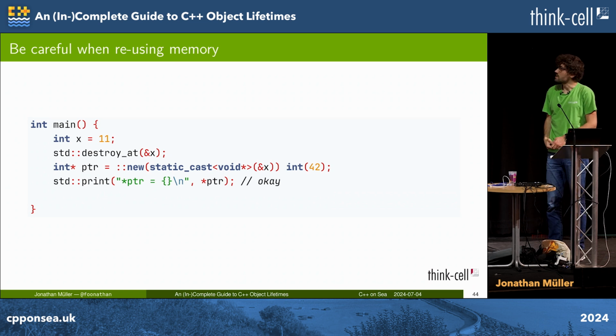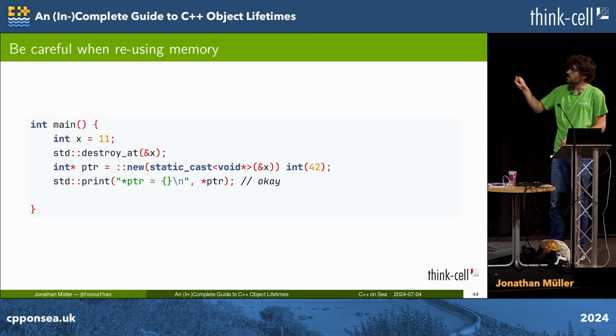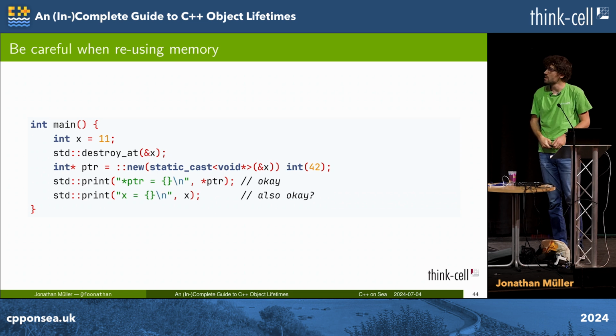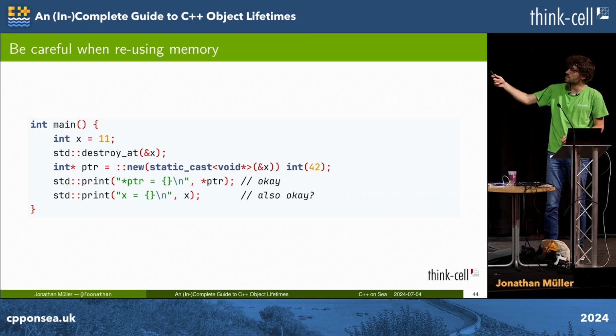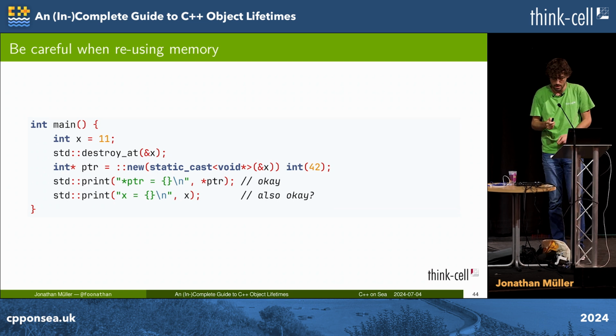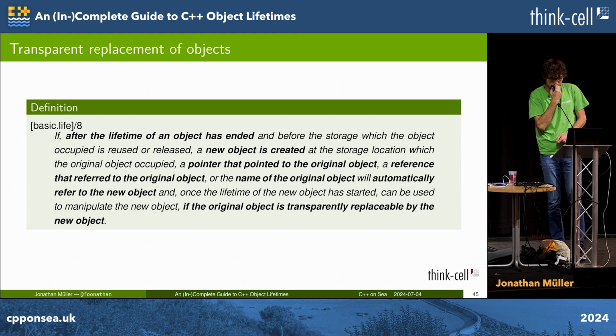So let's get back to this example. We create our int, we destroy it, we create a new one, we use the pointer. Is this okay? This is okay because we just used the pointer. The question is, what about this, right? Can we still refer to the original x? Because we destroyed it, right? x doesn't exist anymore. Can we still do it? And the answer is, it depends.